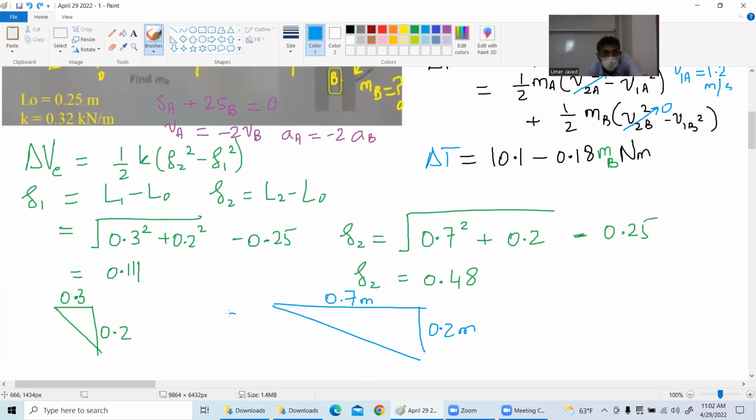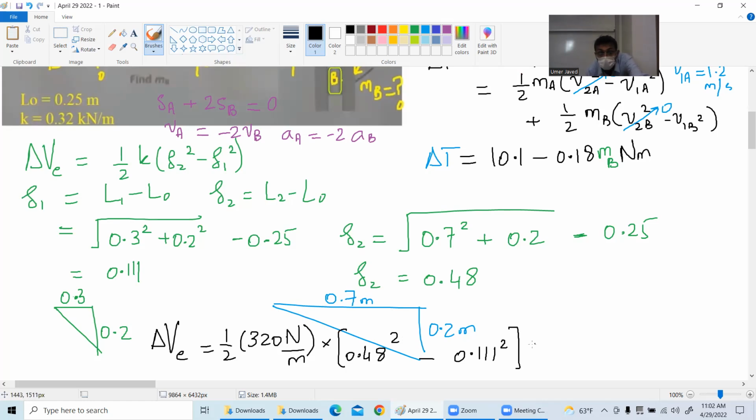The question is big, and we will finish the question by writing delta VE equal to, do the number crunching, 1/2 multiply by 320 Newton per meter, 0.32 kilonewton per meter. Multiply by 0.48 square. How many agree with me? 0.48 square minus 0.111 square. And very nice, beautiful answer of 35 Newton meter.